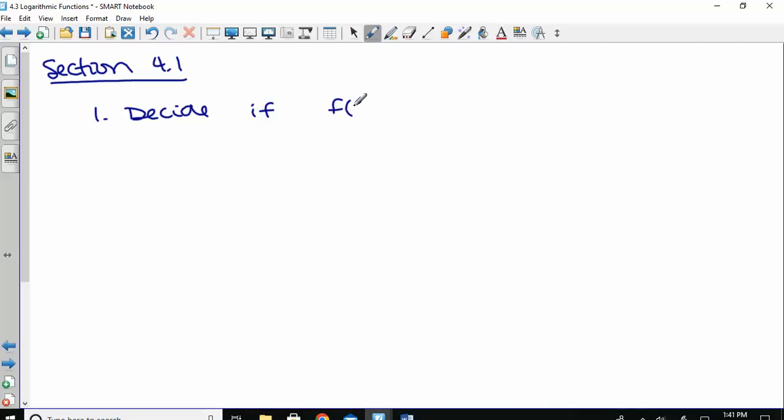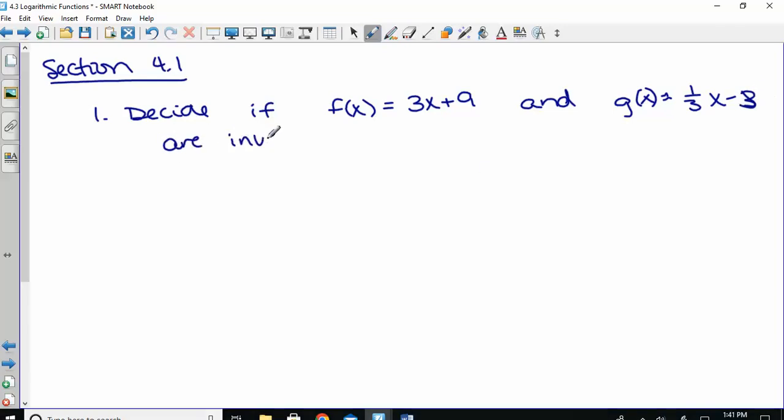Decide if f of x equals 3x plus 9 and g of x equals 1/3 x minus 3 are inverses. There's really a couple different ways you could do this problem. Anybody remember or can think of one option?